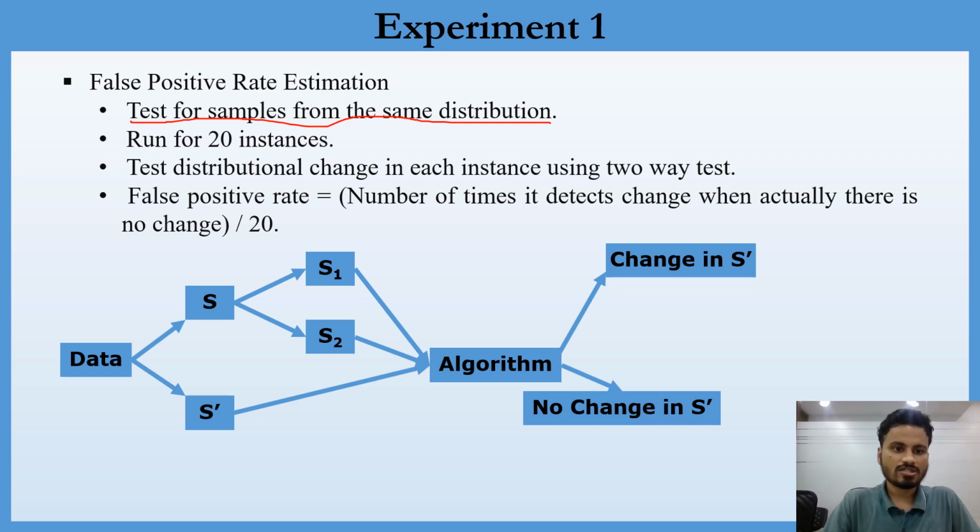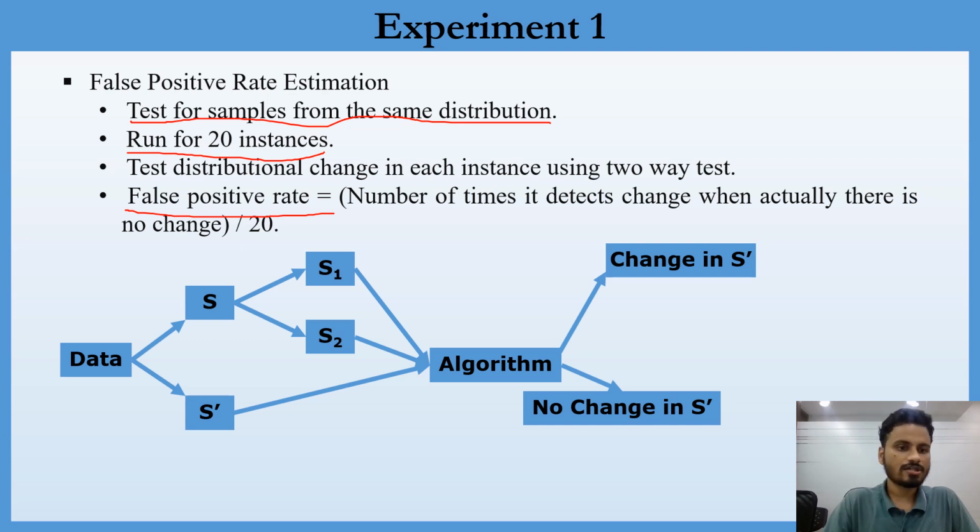We have run this test for 20 instances, and in each instance we are going to do a two-way test, and we are going to count how many times out of the 20 instances the algorithm predicts that there is change. The false positive rate is calculated using this formula: the number of times it detects change when actually there is no change, divided by 20, where 20 is the total number of times we ran the test. Thus you get the false positive rate.